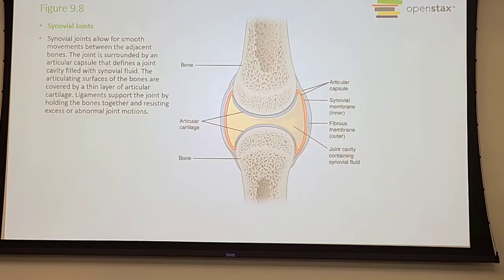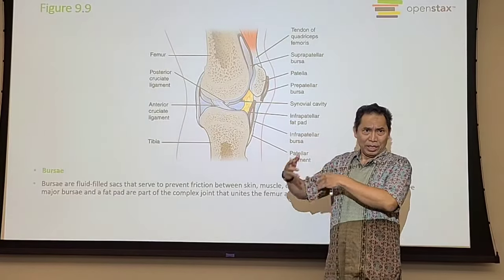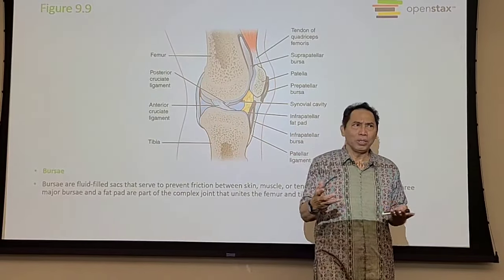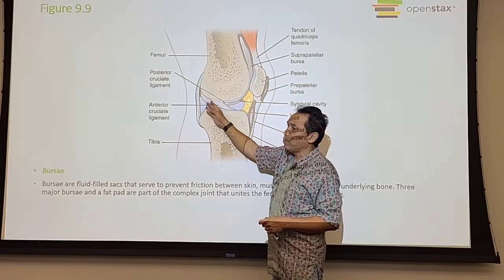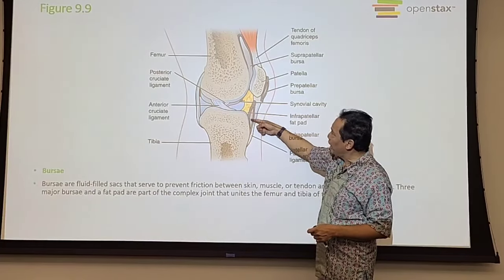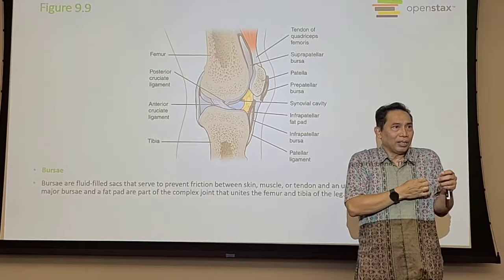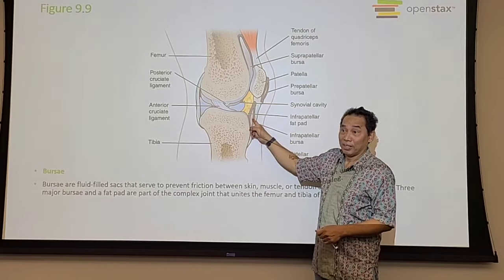Okay, next. We already learned this structure over and over. And this is an example of the knee joint. There is an additional structure in this knee joint because we need support for the knee. So there is a meniscus. Meniscus is like a plate of cartilage that fills the empty area. There is also a bursa in that area. Bursa is like a pocket filled with fluid.